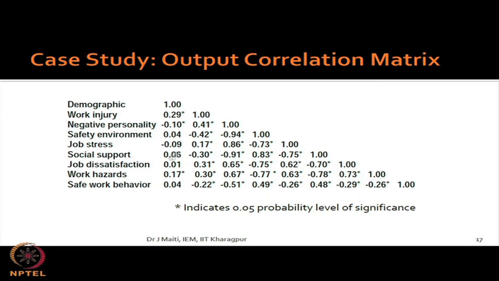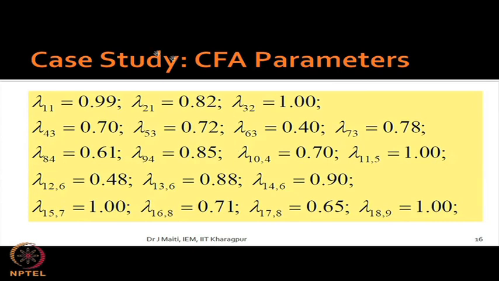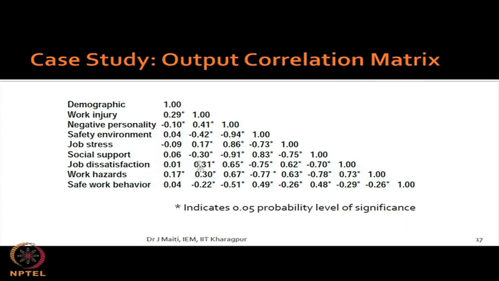I think all are significant here except this value. 0.04, 0.01, some are not significant, but this is significant. Essentially, we are interested, from the measurement model, to know what the correlation matrix of the latent constructs or factors is, which we are going to evaluate or estimate. Getting me? That is what we have done, with the help of these lambda values and the error terms, and you are getting these values.